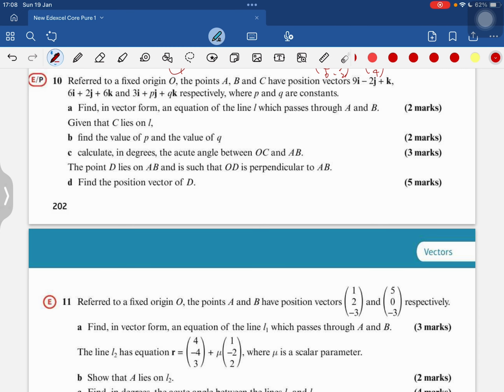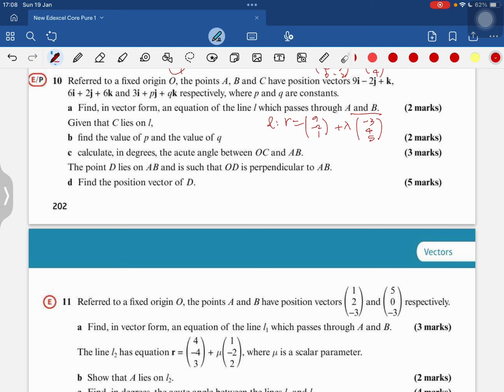Number 10, O is the fixed point of origin, A, B, C position vectors like this. P and Q are constants. Find the vector form equation of the line that passes through A and B. So r equals A, 9, negative 2, 1, plus lambda AB. So AB is negative 3, 4, 5, which is B minus A. This is L.